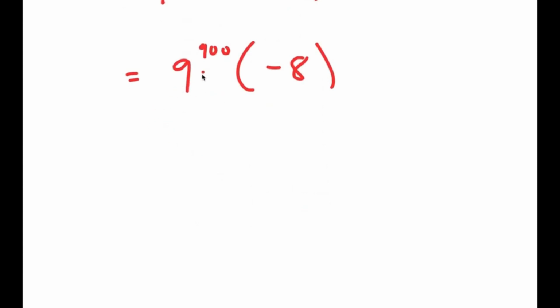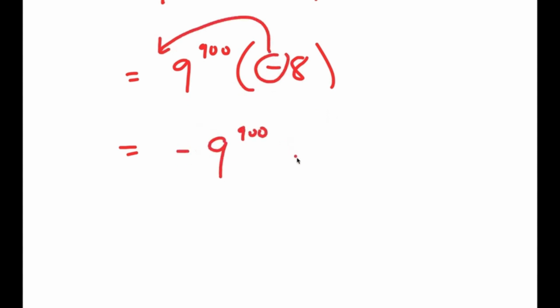And we can't really get the exact value because 9 to the power of 900 is such a big number that we can't actually get the exact value for that. However, what we can get is the simplified value, and we're going to simplify it as much as possible. So I'm actually going to move this negative sign to the front. So I get negative 9 to the power of 900 times 8.